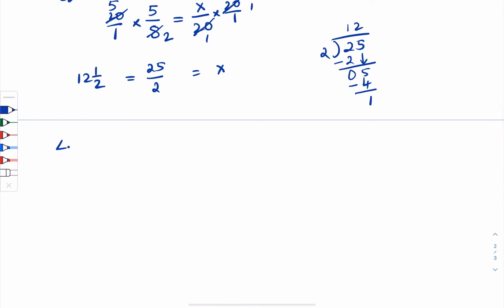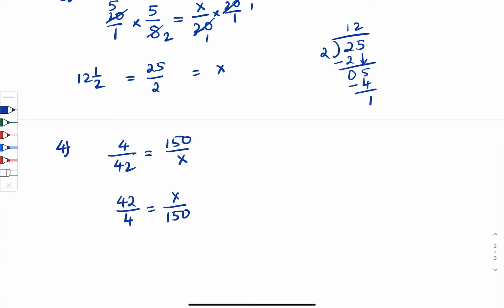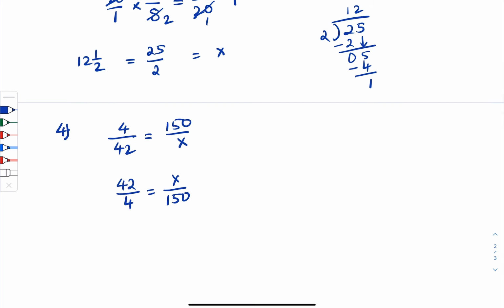Let's do another one. Notice carefully, I'm just showing you different variations of how to solve for x, all the different forms you can see. 4 over 42 is equal to 150 over x. Now if I'm trying to get rid of the x, again, x is at the bottom, so I'm going to flip the whole equation on its head. That makes it 42 over 4 is equal to x over 150. You have to get the x on top before you can do anything. And then I'm going to get rid of the 150 by multiplying both sides with 150 over 1.